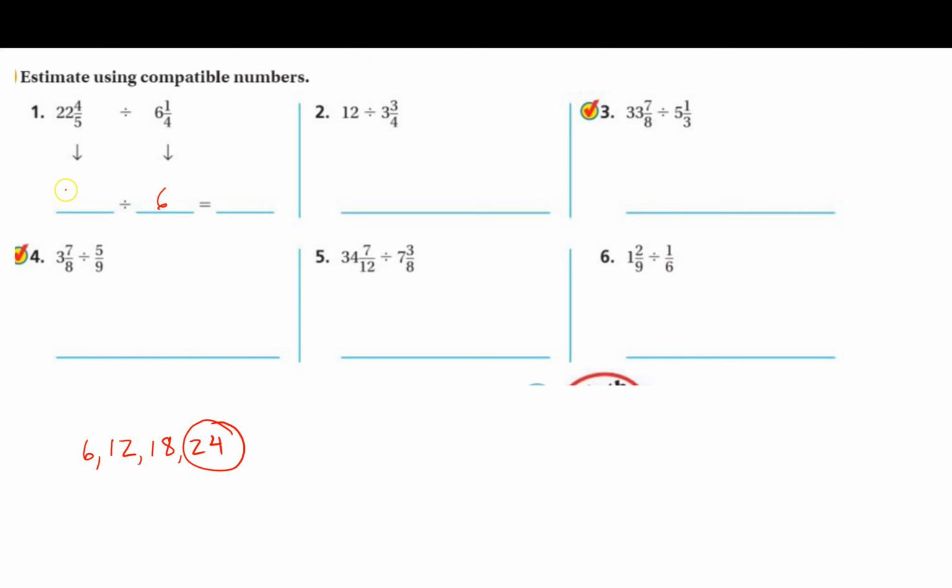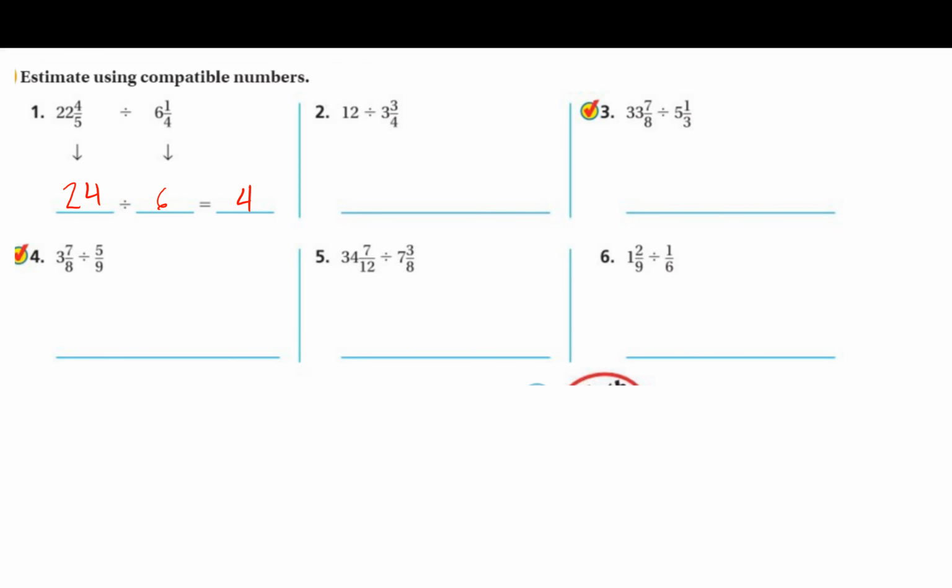Well, of these numbers, which one is closest to 22 and 4/5? 24 is. So I'm gonna use that as my estimate. It's close to the actual number, and more importantly, or equally as important, I should say, it's very compatible with my 6, okay? So now I'm left with 24 divided by 6, which is a much easier division problem, 4.